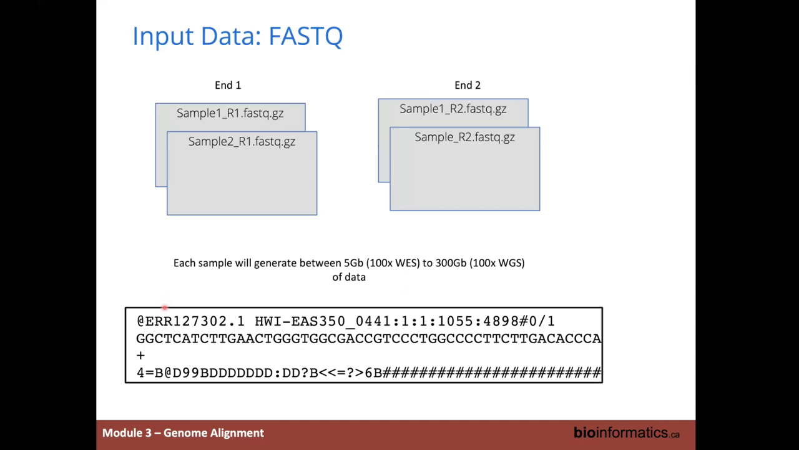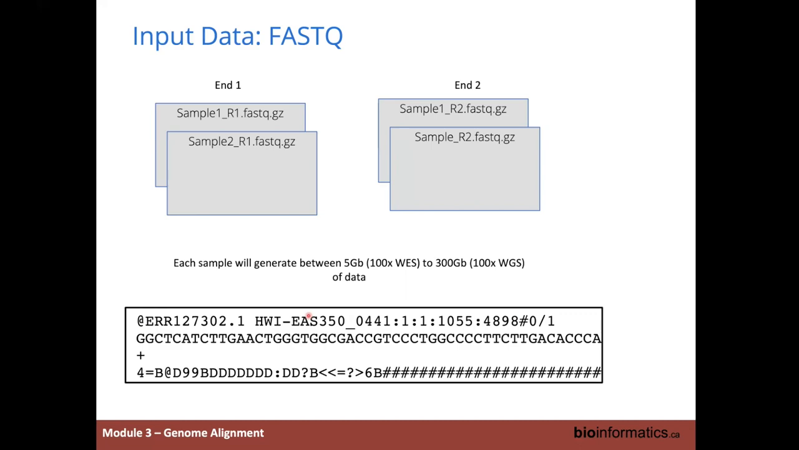In all these files, the structure will be the same: four lines per read that has been generated. The first line corresponds to the header, which gives you the name of the read. So this is this part here.